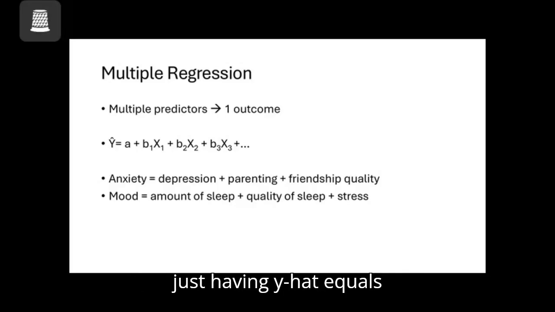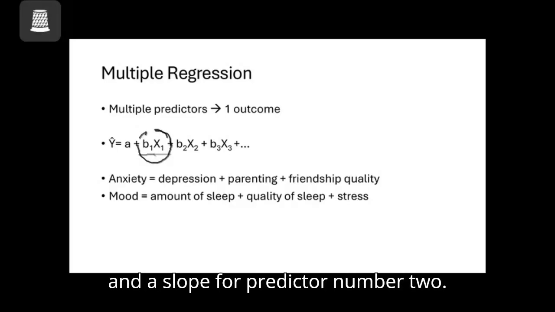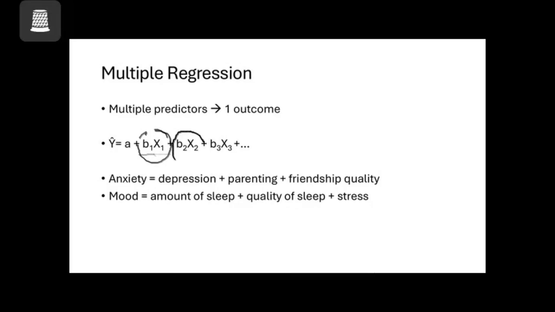So instead of just having y hat equals a plus bx, now we've got the value of variable x1 and the slope for variable x1. So we've got a value and a slope for variable 1. We've also got a value and a slope for predictor number 2. We've got a value and a slope for predictor number 3.